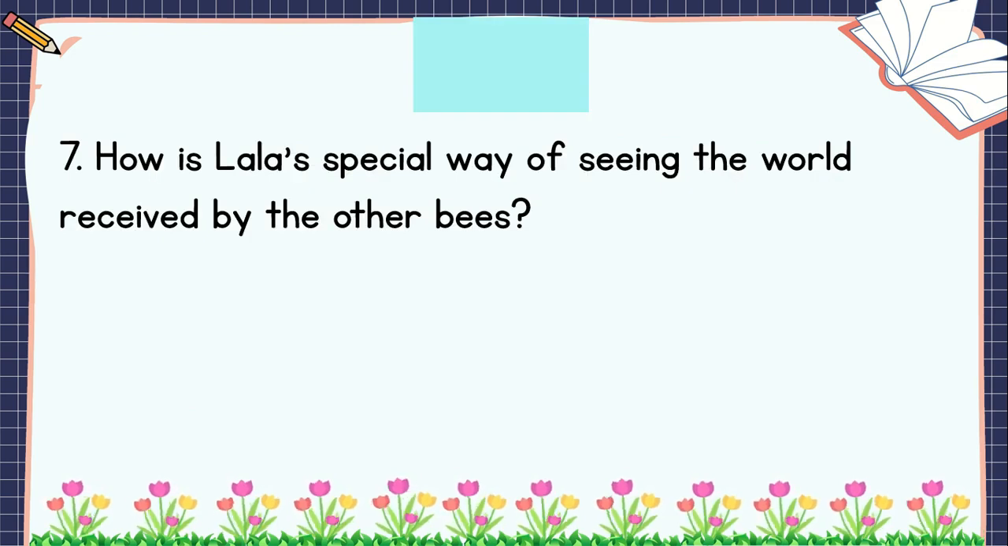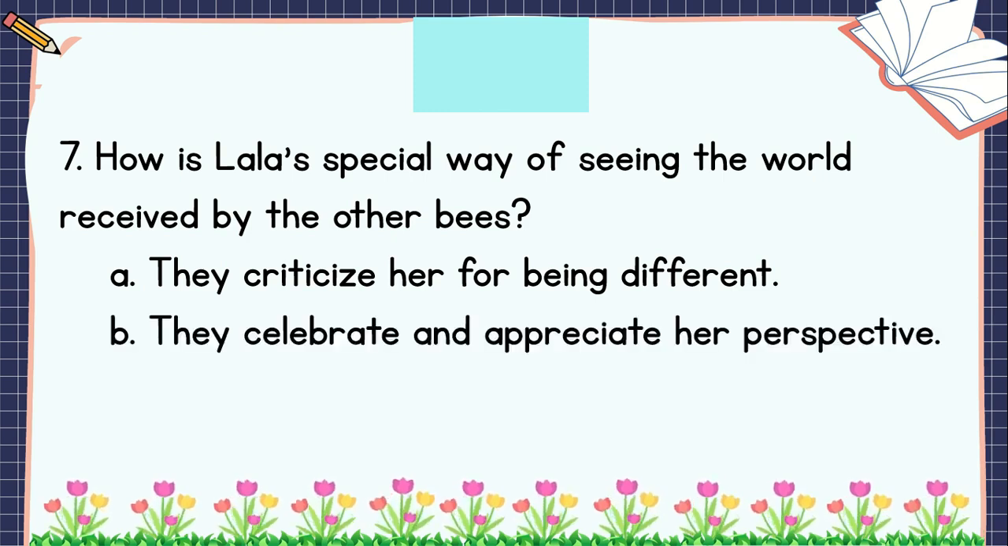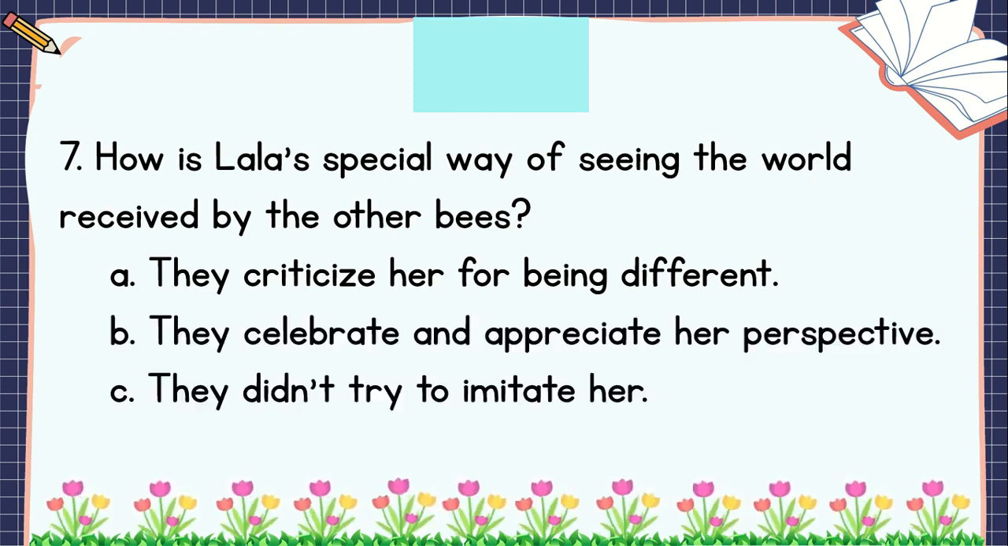Number 7. How is Lala's special way of seeing the world received by the other bees? A. They criticize her for being different. B. They celebrate and appreciate her perspective. C. They didn't try to imitate her.